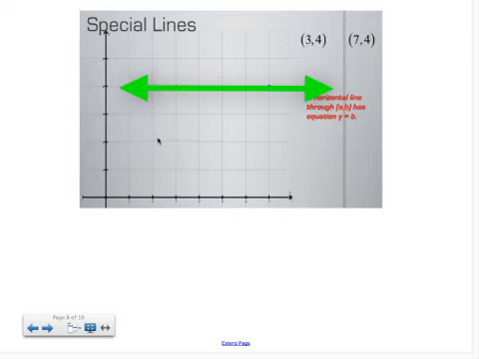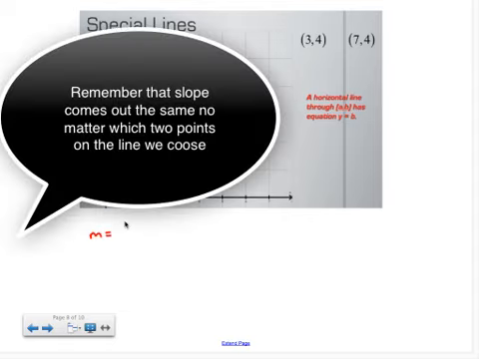Two types of special lines we're going to encounter. So let's go ahead and find the equation of the line that goes through (3, 4) and (7, 4). So they did not give me the slope. I need to go searching for it. So let's go ahead and get the slope. The slope is going to be change in y's, 4 minus 4, divided by the change in x's, 7 minus 3. And this comes out to be 0.